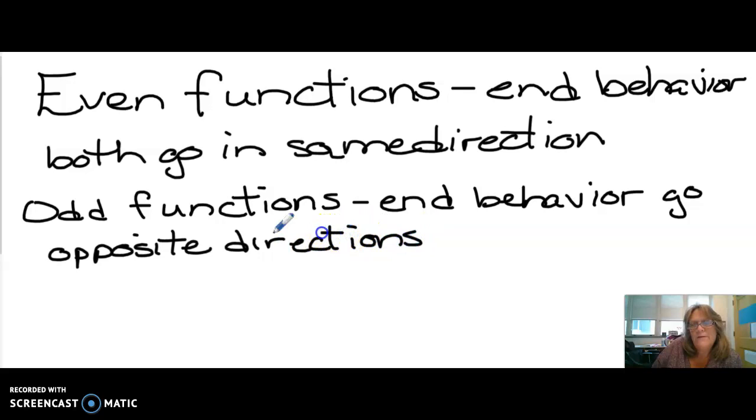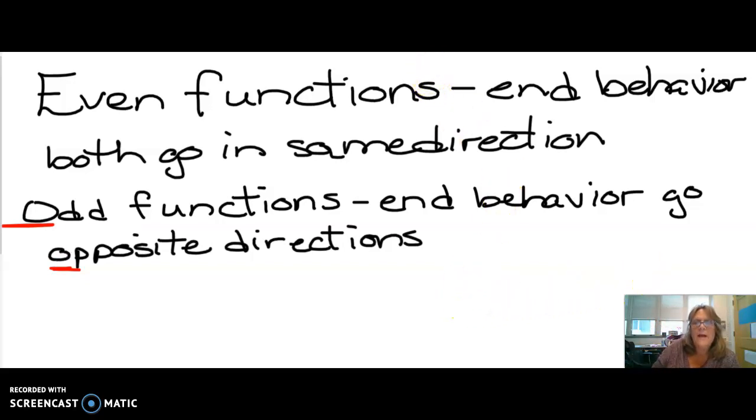Try to remember the difference in those. Odd starts with an O, opposite starts with an O. So odd functions, they point in opposite directions. One's up, one down. And even functions, they both go in the same direction. They'll both be pointing up or they'll both be pointing down.